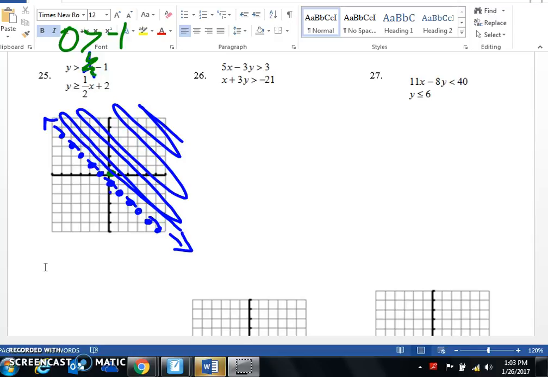Okay, next one. Y-intercept is a positive 2. And my slope is 1/2, so up 1 over 2, up 1 over 2.